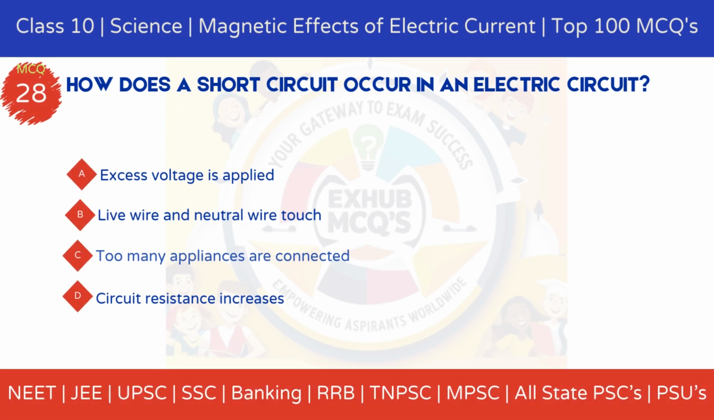MCQ 28. How does a short circuit occur in an electric circuit? Option A, excess voltage is applied. Option B, live wire and neutral wire touch. Option C, too many appliances are connected. Option D, circuit resistance increases.